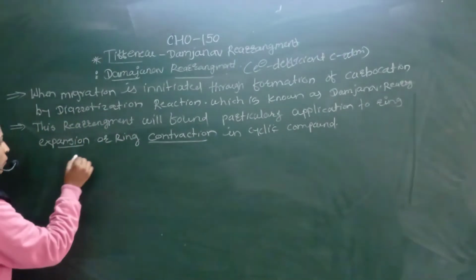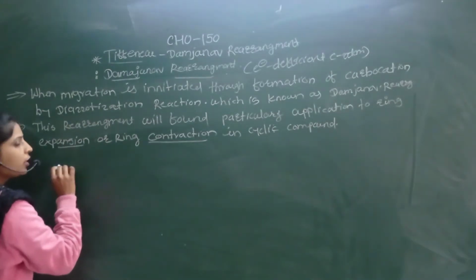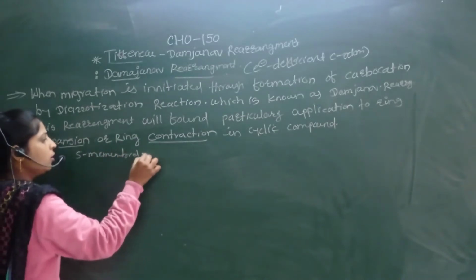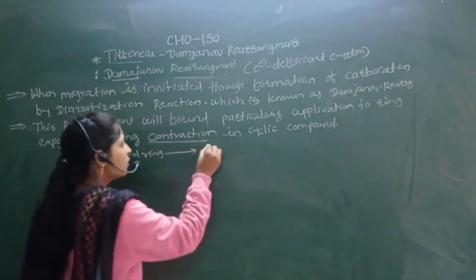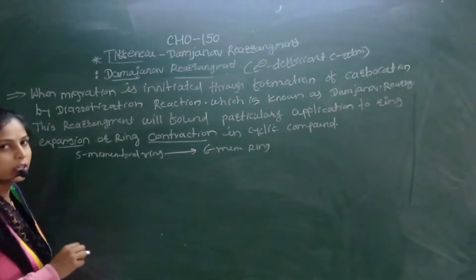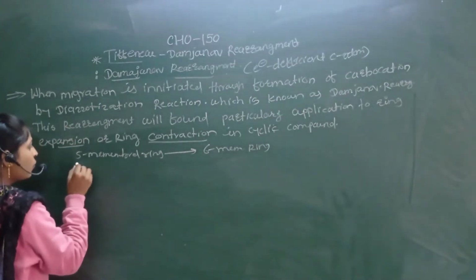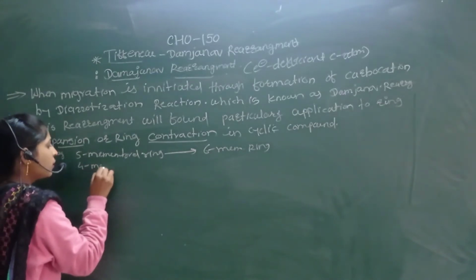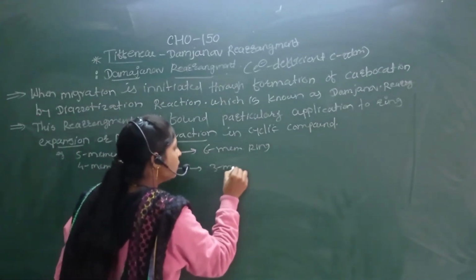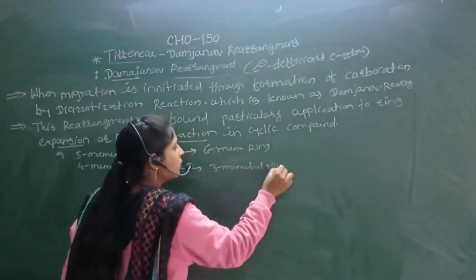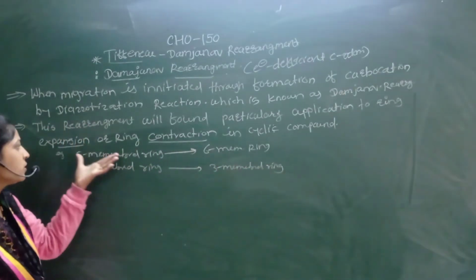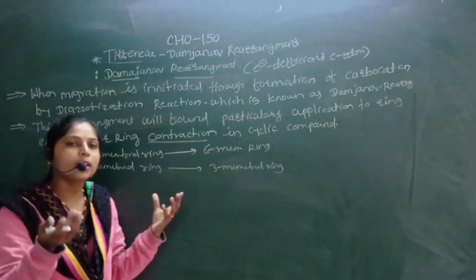For example, let us see ring expansion. We take a starting compound that is a 5-member ring, which is converted into a 6-member ring; that is a ring expansion reaction. And for example, we take a 4-member ring converted into a 3-member ring; that is a ring contraction reaction. Understand what ring expansion and ring contraction are. A 5-member ring is converted into a 6-member ring.